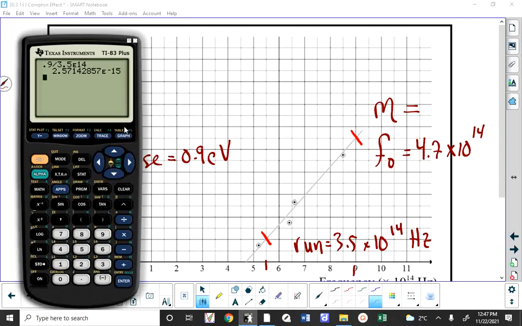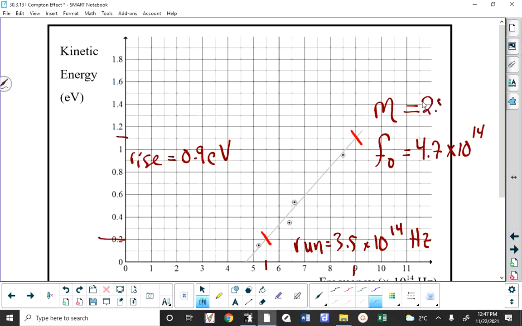So I'm going to record 2.57 times 10 to the negative 15, and I'm not going to put the units in, but the units of the slope are electron volt seconds, and the units of the f-intercept are hertz. Don't forget, Ben, that this is Planck's constant.